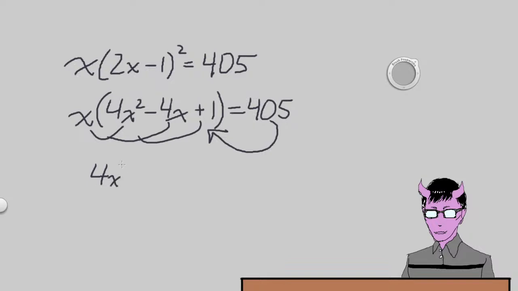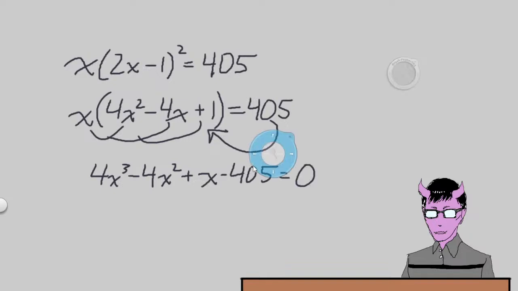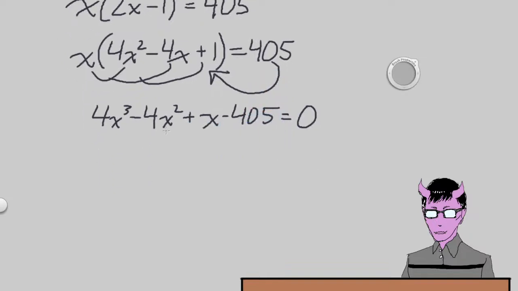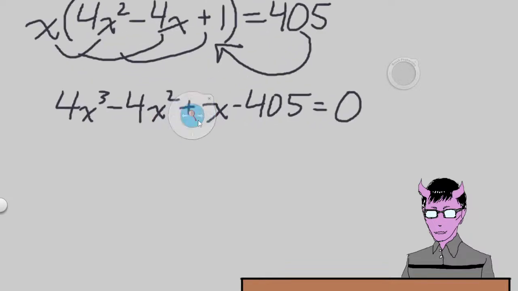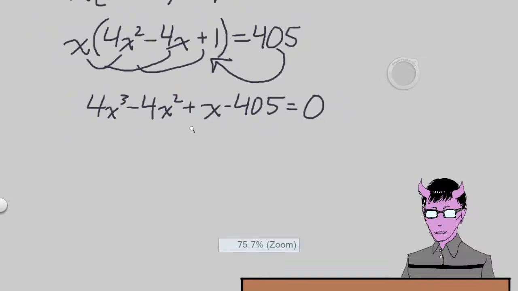We're going to get 4x cubed minus 4x squared plus x. And then minus 405 from both sides is equal to 0. So yeah, standard factorization problem. We're going to factorize the polynomial, and then we're going to use zero product property. I don't think we can factor by grouping. This is a 4 and this is a 4 and a 4. This is a 1 and a 405. So yeah, that's out the window.